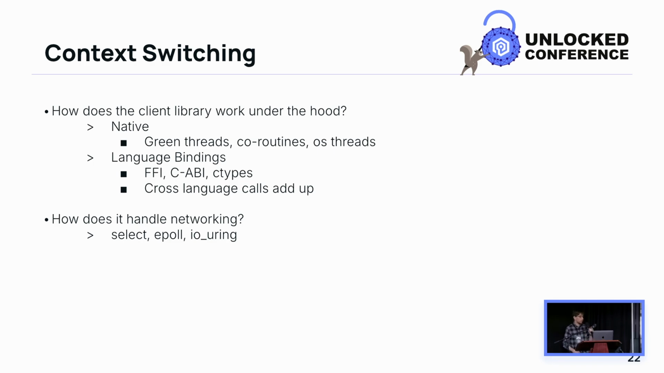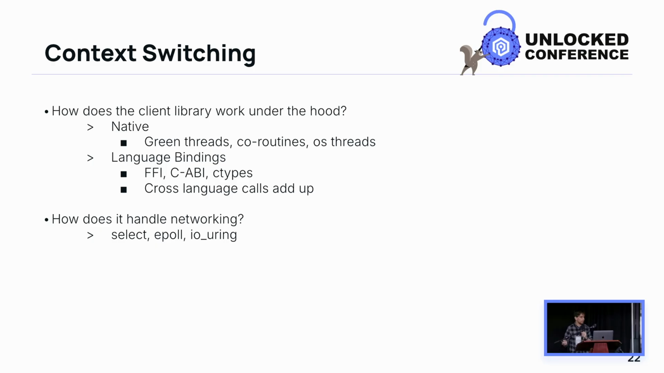So next up is context switching. There's different types of context switching, but fundamentally all pause work to go do something else. The thing to ask is, how does my client work under the hood? There's two options. There's a native implementation. Let's say it's in the language that you're in, like it's written in Java and you're in Java. It can use green threads, coroutines, or OS threads to actually do work and communicate with the cluster. All of these have context switches. It's not a problem, right, that they actually use these things. It's using them efficiently and effectively that's key.